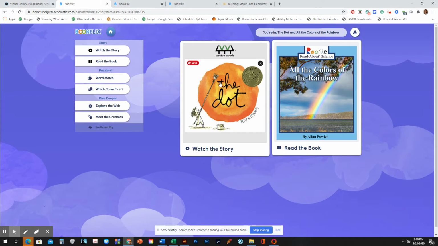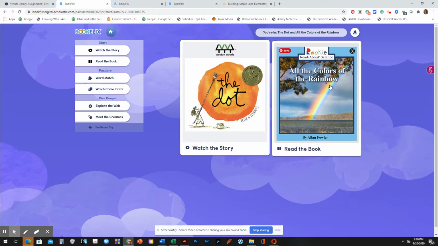After you get through with The Dot, then All the Colors of the Rainbow, and there's a special secret about a double rainbow in this book. See if you can figure out what they say about a double rainbow. I wish I could tell you, but I want you to find out for yourself.